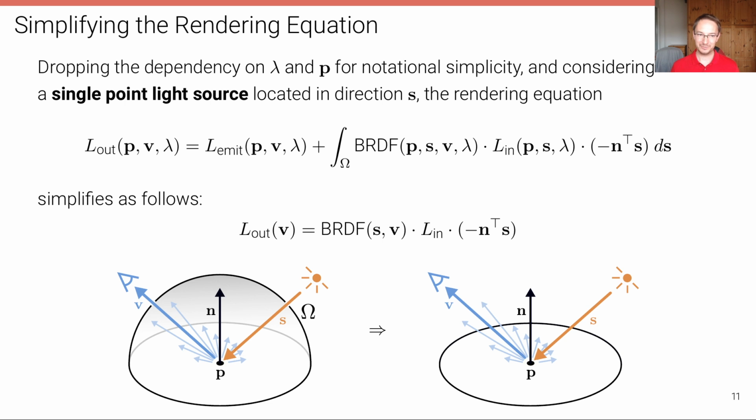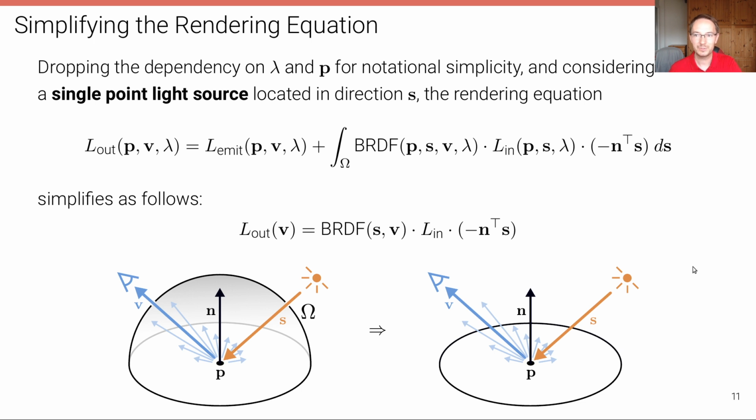So back to our rendering equation. What we're going to do first is we're going to drop the dependency on lambda. That's typically done because we don't observe the entire spectrum of light, but we have a sensor that already integrates over a certain spectrum. So we don't consider the entire spectrum anymore. So we're dropping the dependency on the wavelength lambda here. And also p, just for notational simplicity, of course, we are going to consider surface points, but we're just going to make the notation simpler.